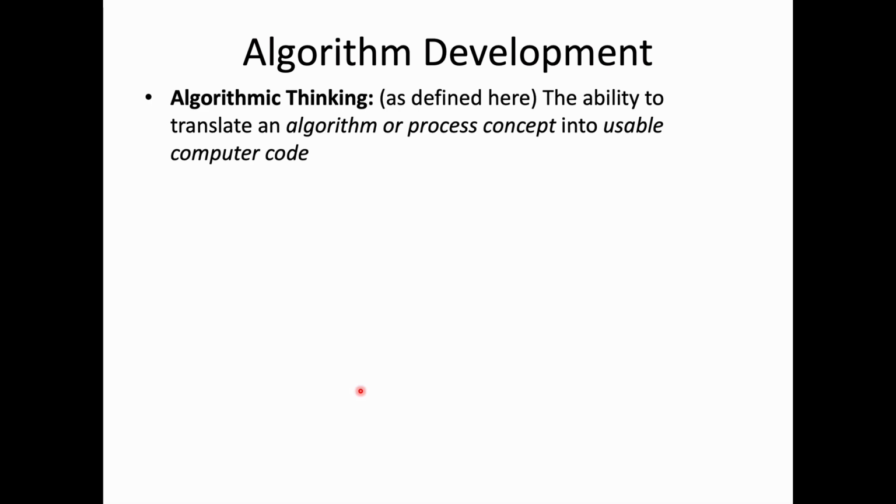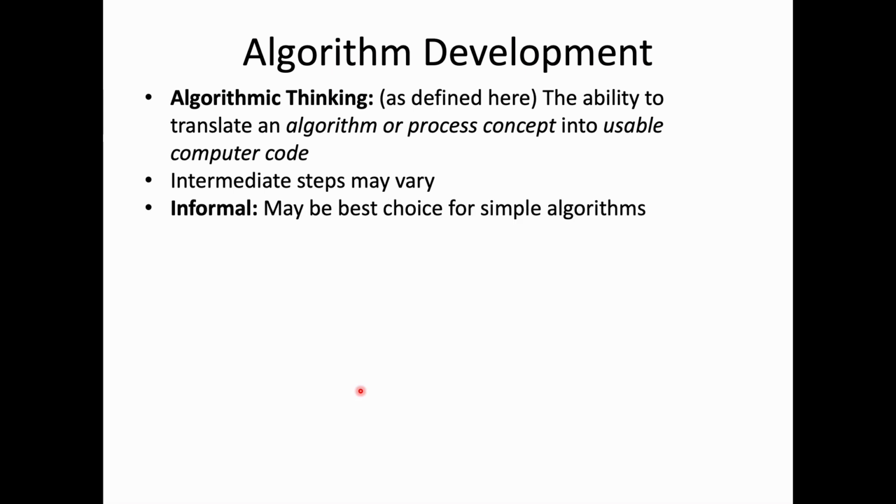Let's talk about algorithm development and how algorithmic thinking fits into this. When we are working on the process of algorithm development, we need this skill, or this ability to think algorithmically, so that we can go from a conceptual description of an algorithm to usable computer code. The intermediate steps in this process may vary depending on a number of different factors, including the complexity of the algorithm that we are working on.